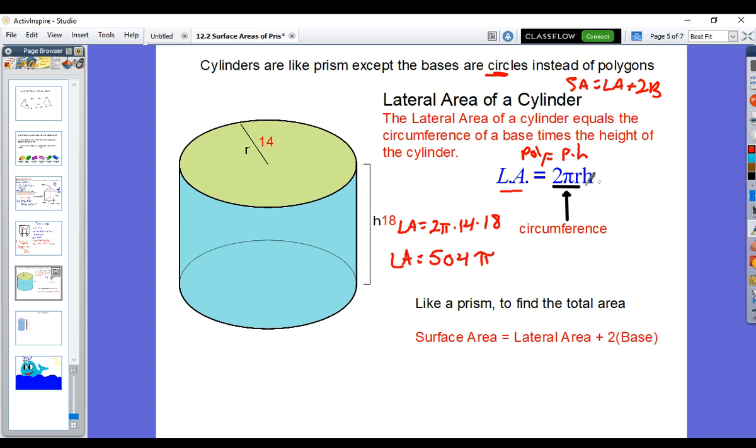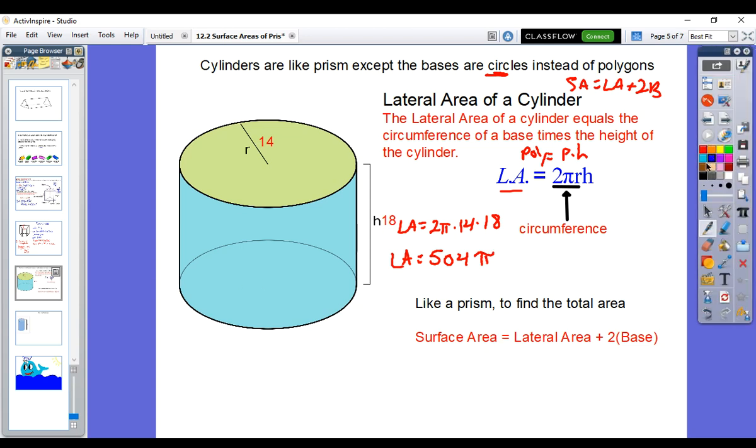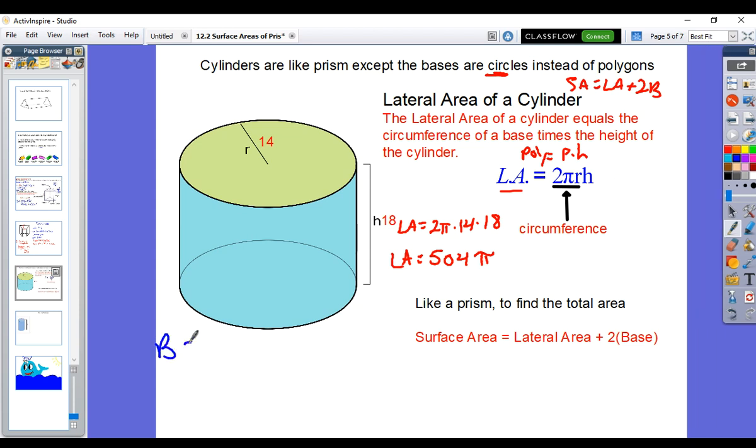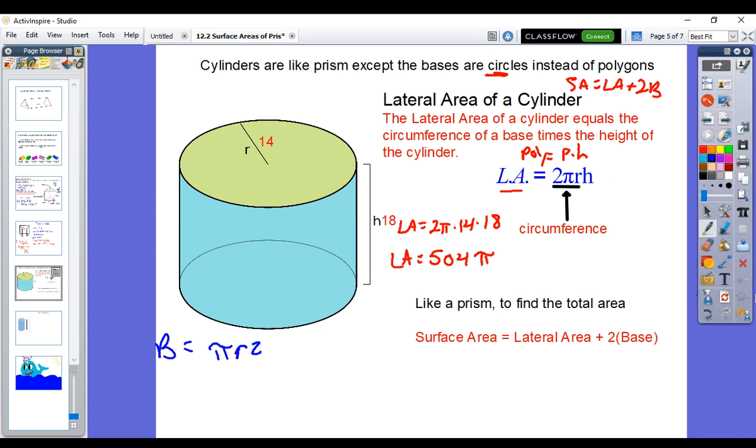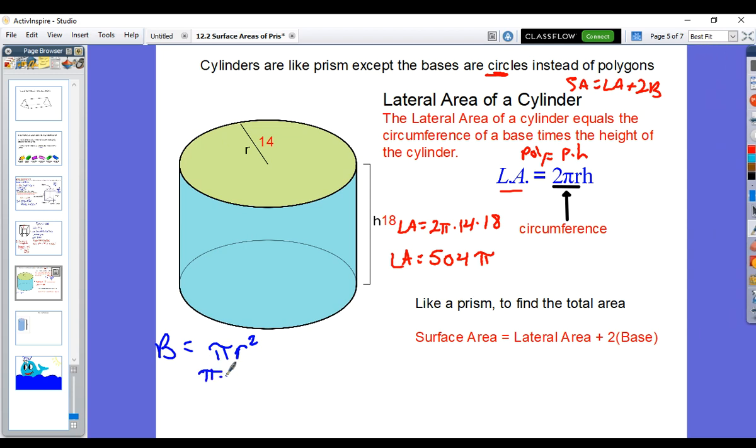All right, so we got that. So let's look at our base. Remember, our base is a circle. So base equals a circle, which is pi r squared. The exponent should be a little 2. Square. There we go. So we'll do pi times 14 squared. We square 14, we get 196 pi.